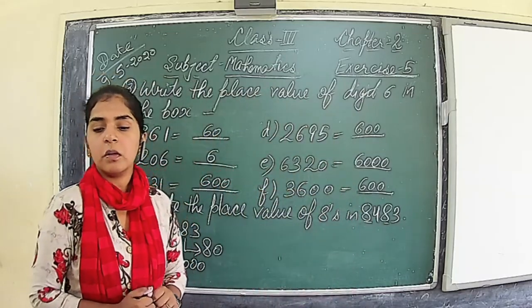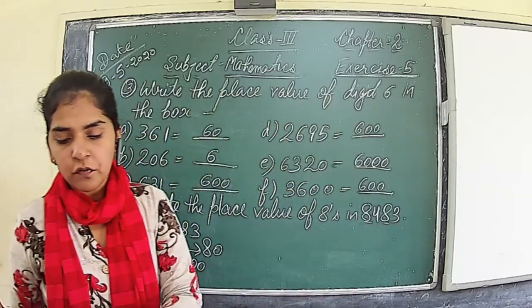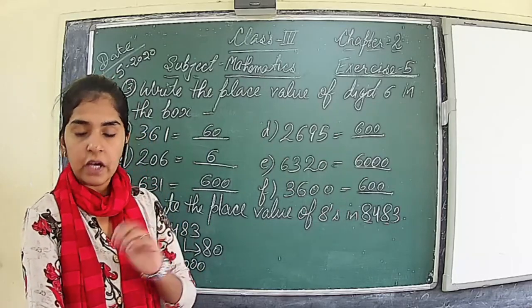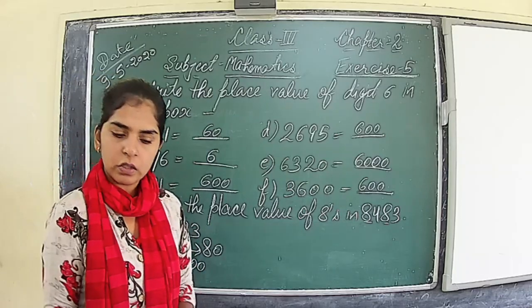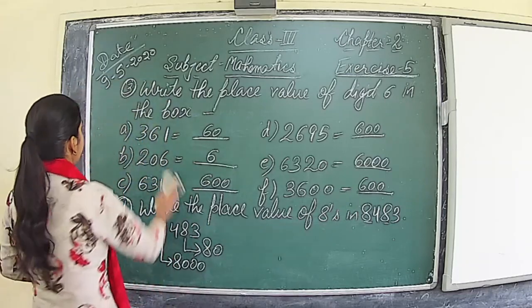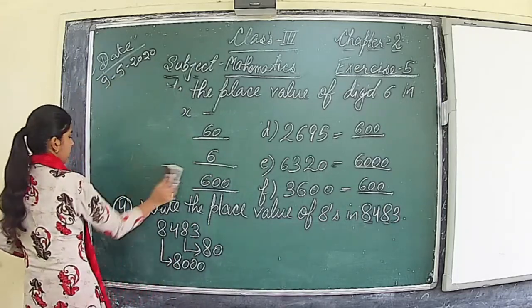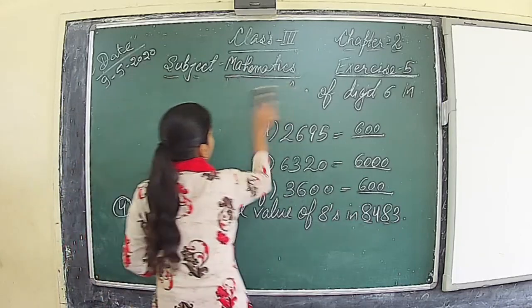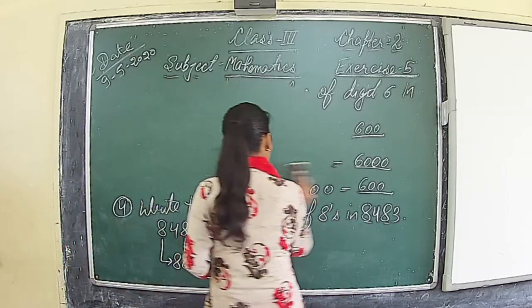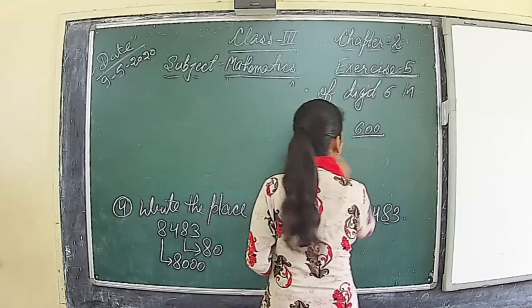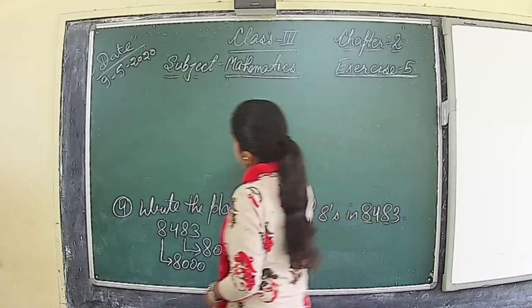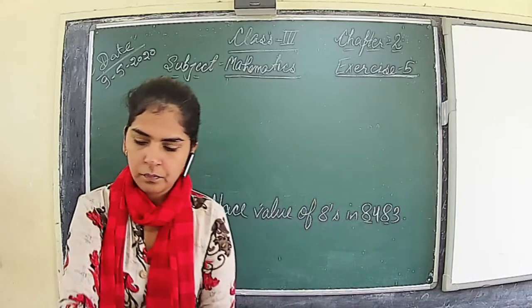Question 5 is: find the difference of the place values of two sevens in the given number. Okay, so let's start question number 5.